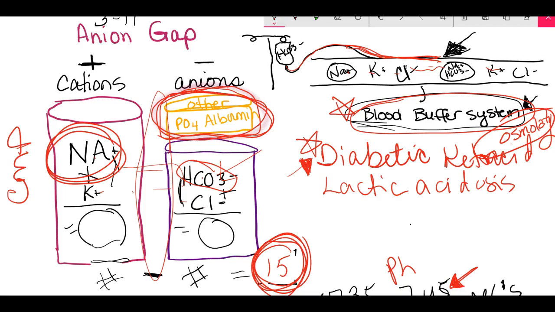And I think that's it. All right, so I explained the anion gap, the positive versus the negative. This is the bloodstream. You have to treat that.